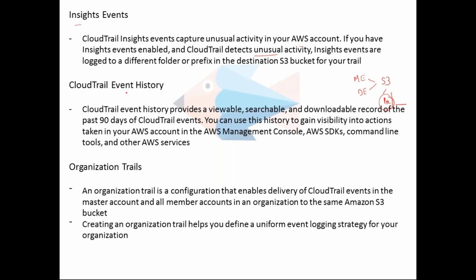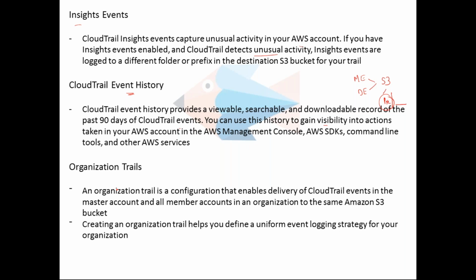Next comes the CloudTrail event history, which you have already seen. So this CloudTrail event history provides a viewable, searchable, and downloadable record of the past 90 days of CloudTrail events. As said, you can actually see all the events which are happening in the last 90 days in the CloudTrail event history by default for free. You can also download them in JSON or CSV format. You can use this history to gain visibility into actions taken in your AWS account in the console, SDK, or CLI and other services.